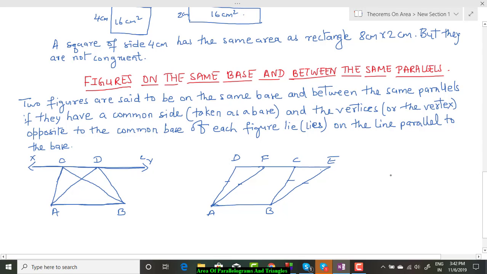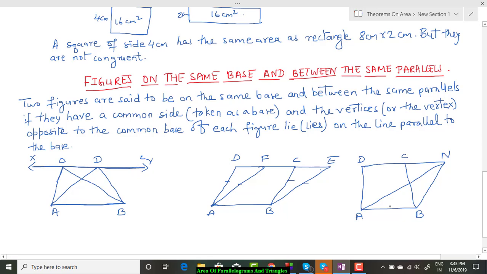Okay, here, thank God I have drawn it straight. A, B, and C, D, and this is N. Fine. So here we have a trapezium ABCD, and we have a triangle ABN, right? And they are on the same base AB, and they are between the same parallel lines AB and DN. Okay, so I hope this idea is clear.